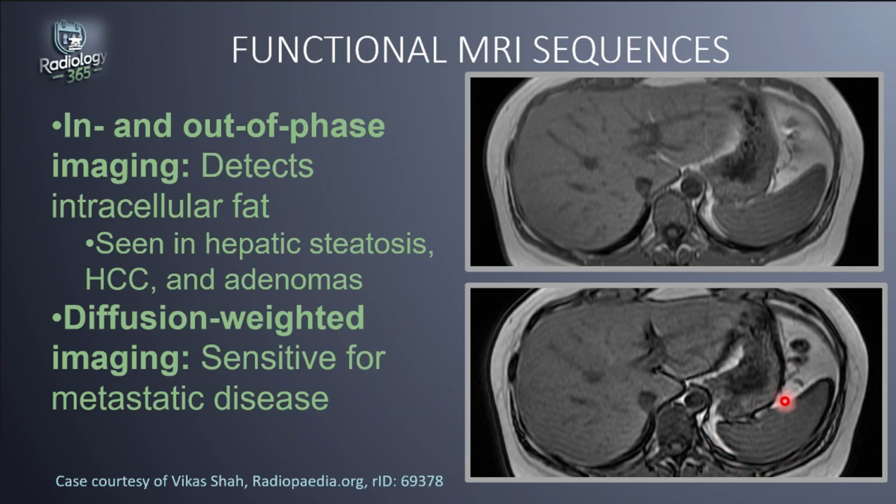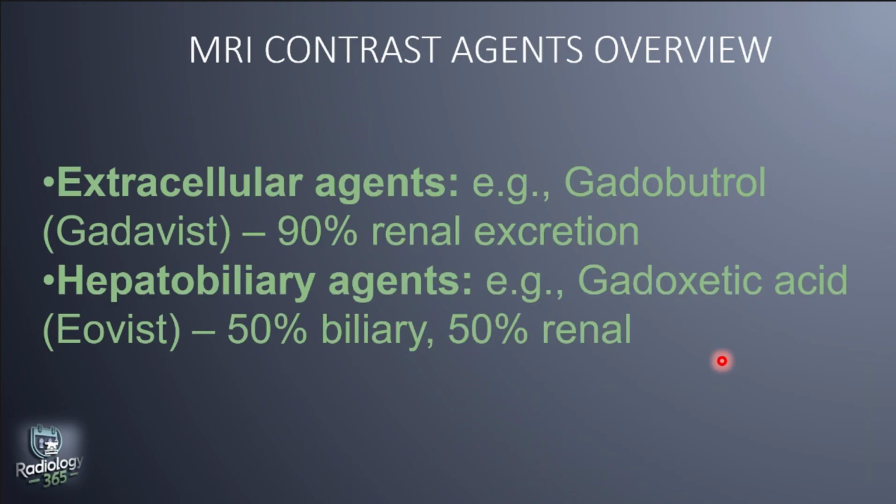You can see this black line running around almost everything because there's basically a fat water interface at every organ border. So this interface is called the etching artifact or the Indian ink artifact in the in and out of phase images. Contrast agents come in two main types.